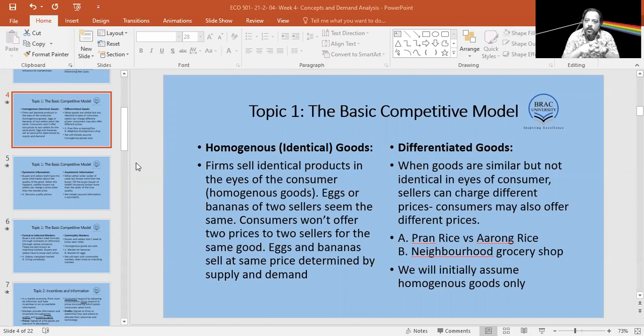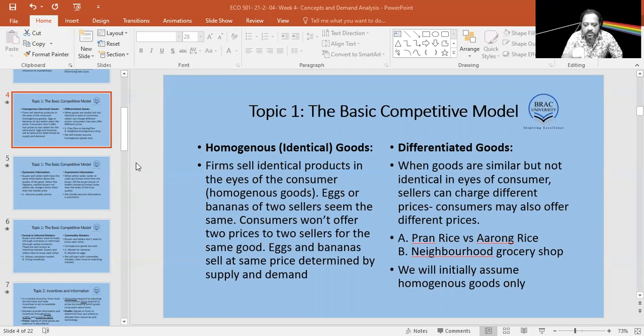Now, the example that we've already made in week 3 was that the eggs in Dhaka city, or the bananas in Dhaka city, is a huge market. The demand for eggs every day is extremely high, so it's a big market. The same goes for the bananas. Now, consumers won't offer two prices to two sellers if the bananas and the eggs look the same from both sellers. So when we have many buyers and sellers, when each seller or each buyer has a very small market share and the same item is being sold, what will happen?